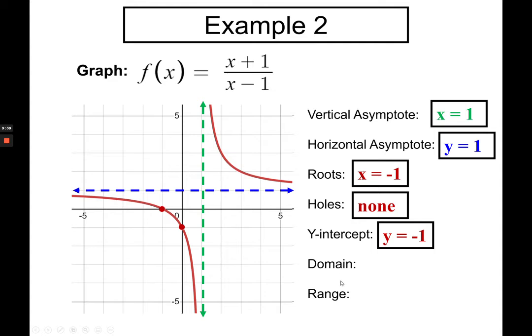Now, if you're being asked, the domain is based on the vertical asymptote. All real numbers except 1. Range, all real numbers except positive 1. As you can see, on y, it does not allow the value of positive 1. Domain is all real numbers except 1. Range is all real numbers except 1. Okay, now let's have another example.